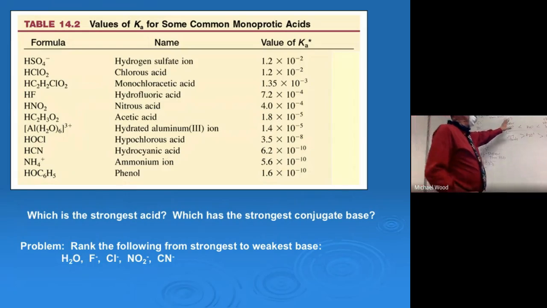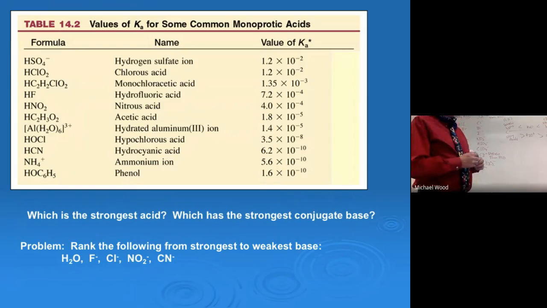That's why this diagram is helpful here. Rank the following from the strongest to the weakest bases. Water is the dividing line. Water is a stronger base than those bases that came from the strong acids, and the bases that came from the weak acids are stronger than water. To distinguish those, the conjugate base from the weakest acid would be the strongest conjugate base.